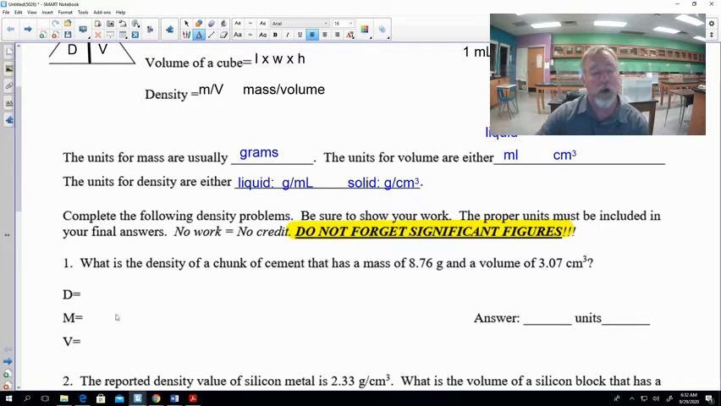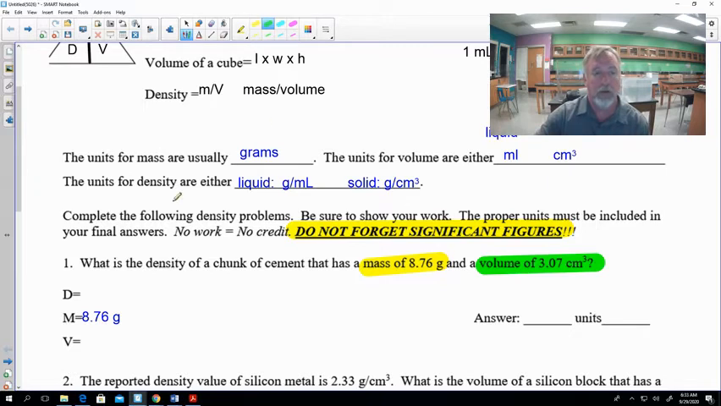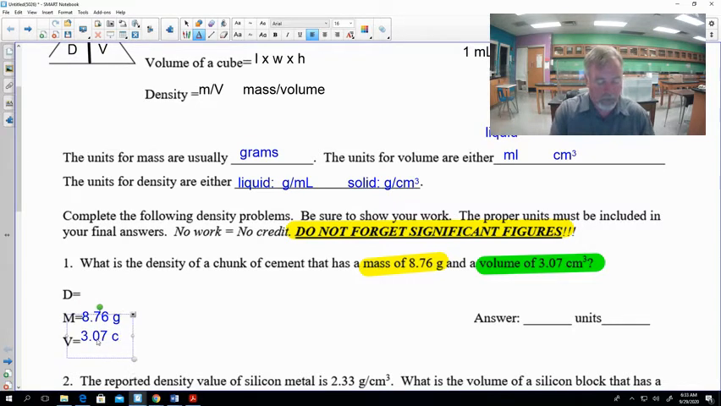So as you read the word problem and you have your variables listed over here on the side, I want you to be able to go, okay, this says mass is 8.76 grams. So over here, I want you to write 8.76 grams. Next one, it says that the volume is 3.07 cubic centimeters. So let's put that one down here. The volume is 3.07 cubic centimeters.